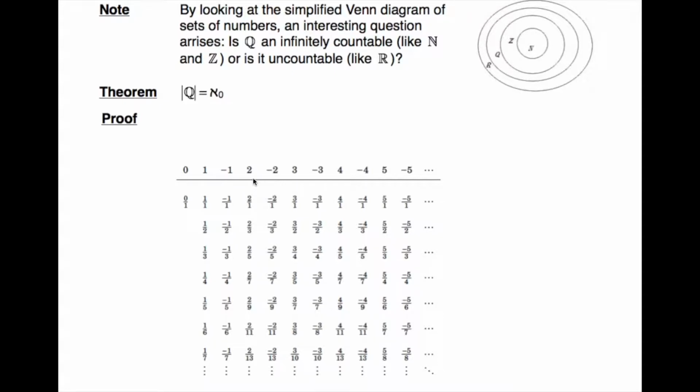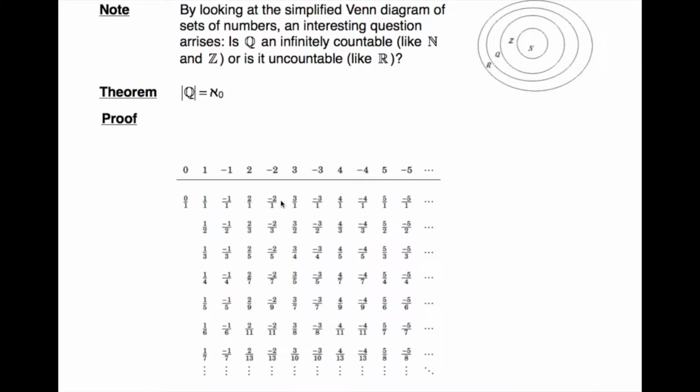Under 2, we have 2 over 1, but we don't write 2 over 2. We want only fractions in reduced form. So 2 over 2 is equal to 1, and we don't write this one because 1 is already here. So we have 2 over 1, 2 over 3. We skip 2 over 4 because 2 over 4 equals 1 over 2 right here. 2 over 5, we skip 2 over 6, 2 over 7, 2 over 9, etc.